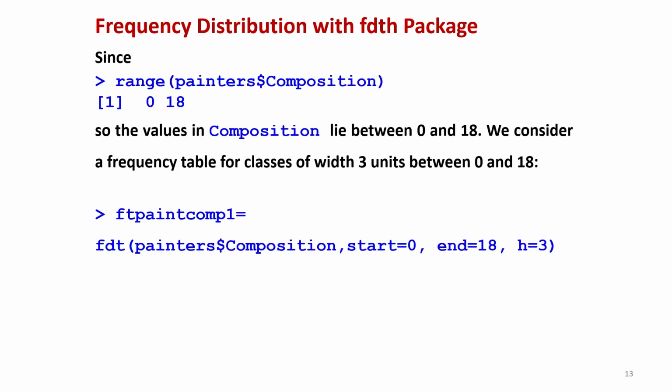Now if I want to give my own specifications, then how to do it? First I would find out the range of the data. The range of the data in painters$composition is 0 to 18. That means the minimum value is 0 and the maximum value is 18. So let me have this frequency table for the intervals between 0 to 18, and I give the data. Then I say start equal to 0, end equal to 18, and I create an interval of width 3, h equal to 3.